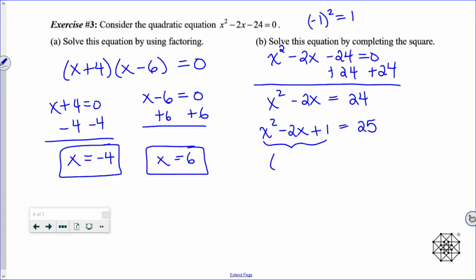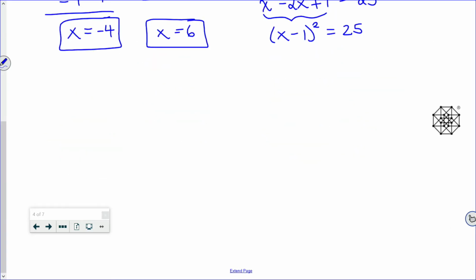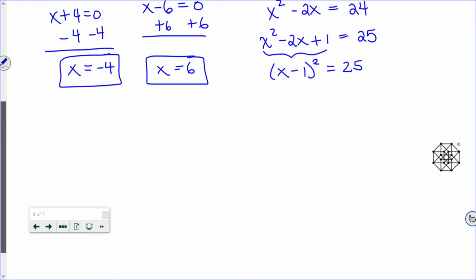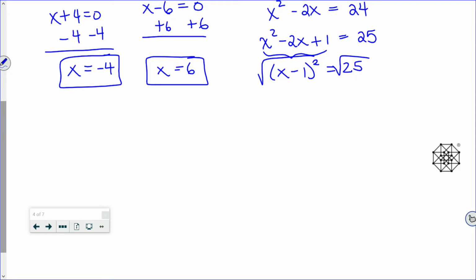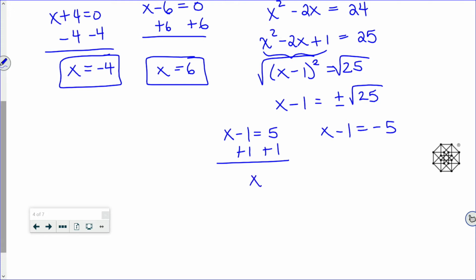This trinomial now can be factored as x minus 1 squared is equal to 25. Give myself a little bit more room. Okay, I can take the square root of both sides. That will give me x minus 1 is plus or minus the square root of 25. That will give me x minus 1 is equal to 5, and x minus 1 is equal to -5. Add 1 to both sides, and I'll get x equals 6. And add 1 to both sides here, and I'll get x equals -4.